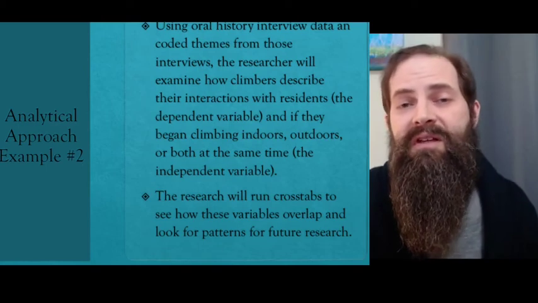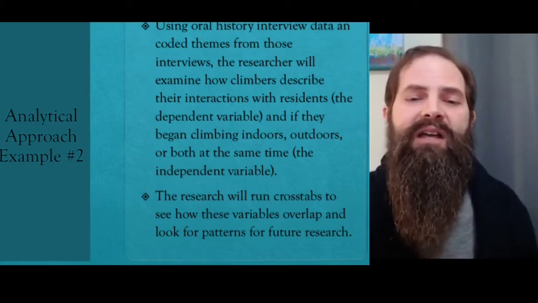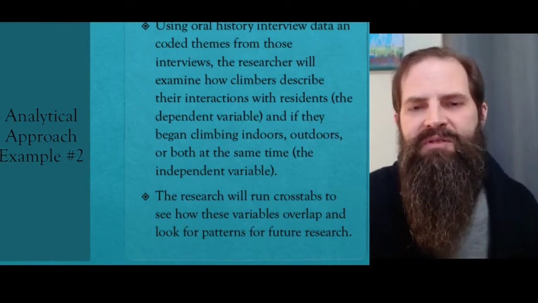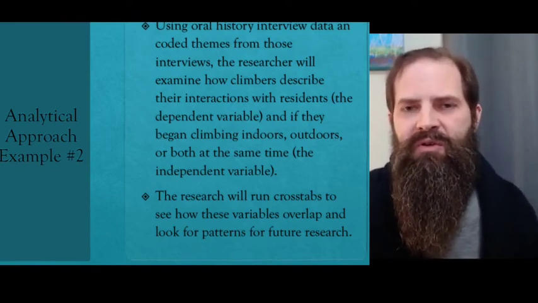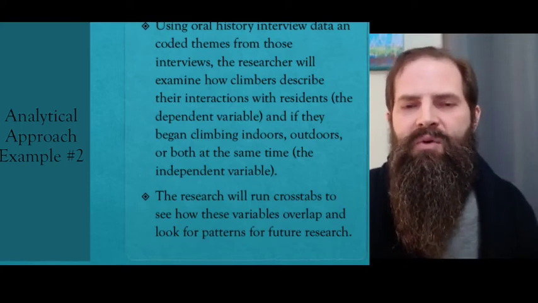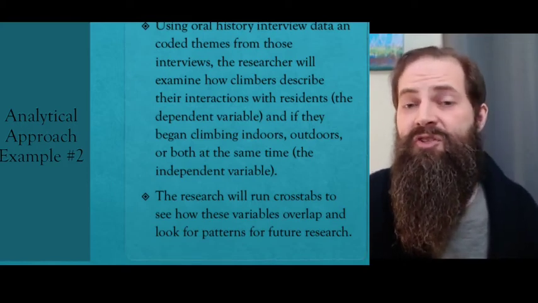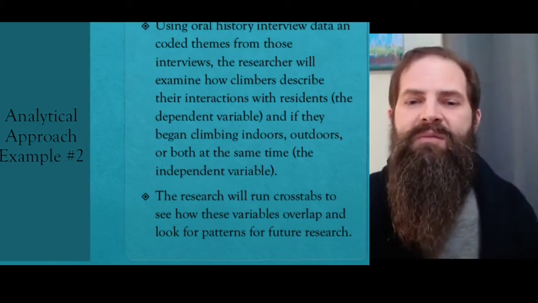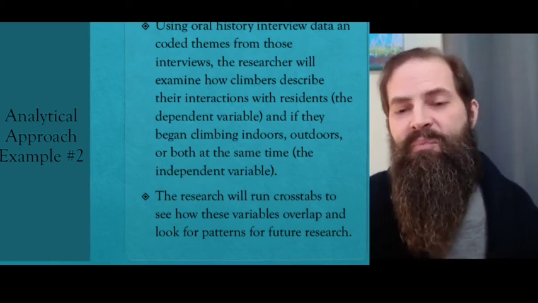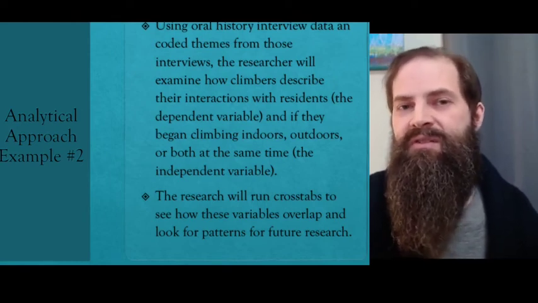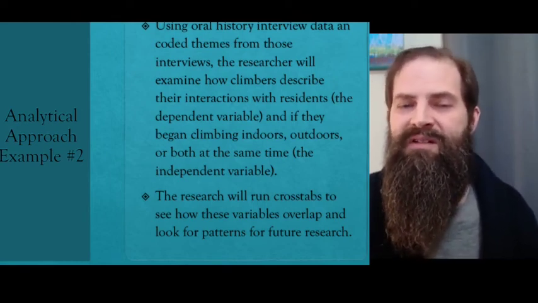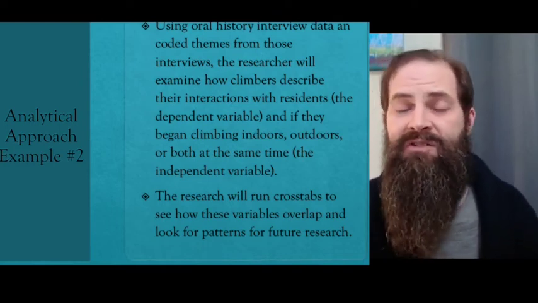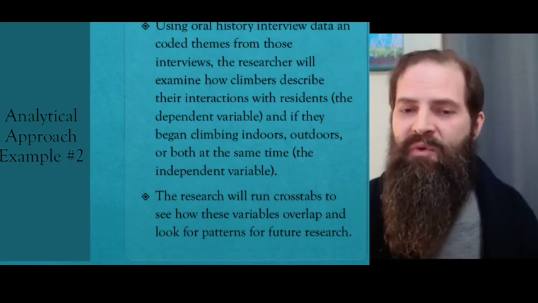Using oral history data as an example, we could maybe go back and do some coding of themes that are talked about in interviews. So let's pretend in this study that I'm going to use an oral history collection that I collected, and we're going to go back and try to understand how climbers describe their interactions with residents, which is a dependent variable for us. And then we're going to see if they began climbing indoors, outdoors, or both at the same time. And we're going to use this as 3 independent variables. And we're going to see how each of these link up with how people describe their interactions, whether they're good, bad, or somewhere in between.